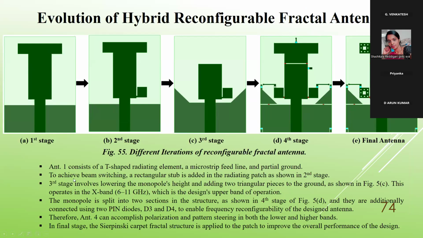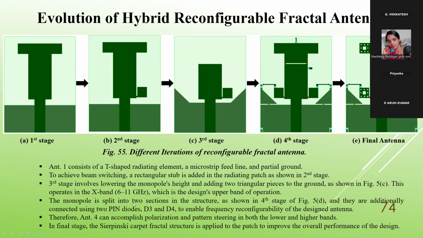Next is to achieve beam switching, or pattern reconfigurability. A rectangular stub is added in the radiating patch in the second stage. The third stage involves lowering the monopole's height, so the top portion is edged out, adding two triangular pieces of ground. The ground extension is added here, as shown in the figure, and this operates in the X band, 6 to 11 gigahertz, which is the design's upper band of operation.